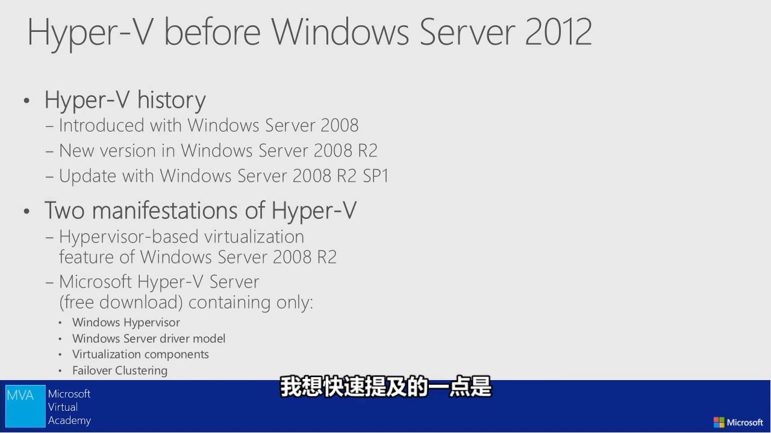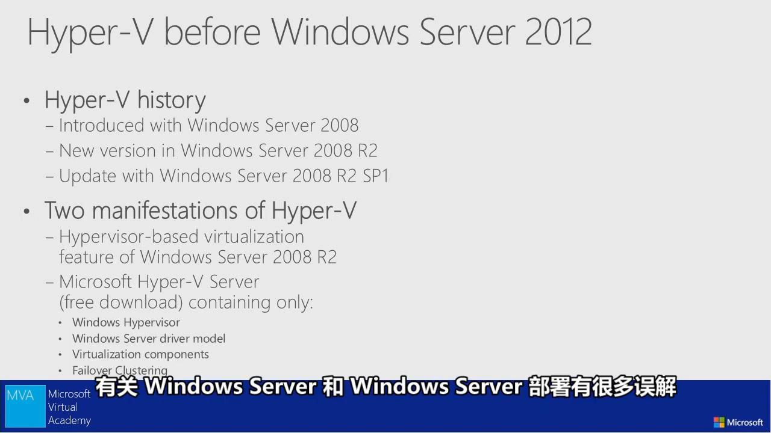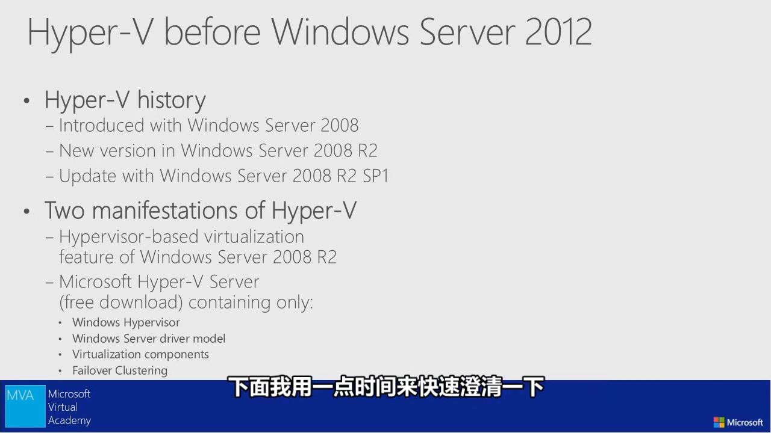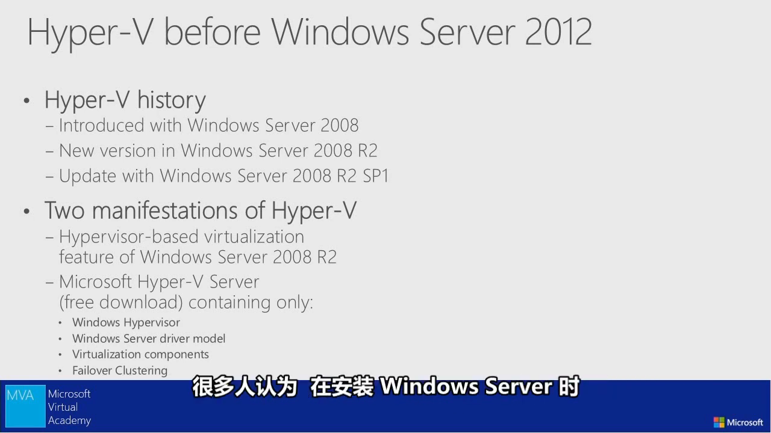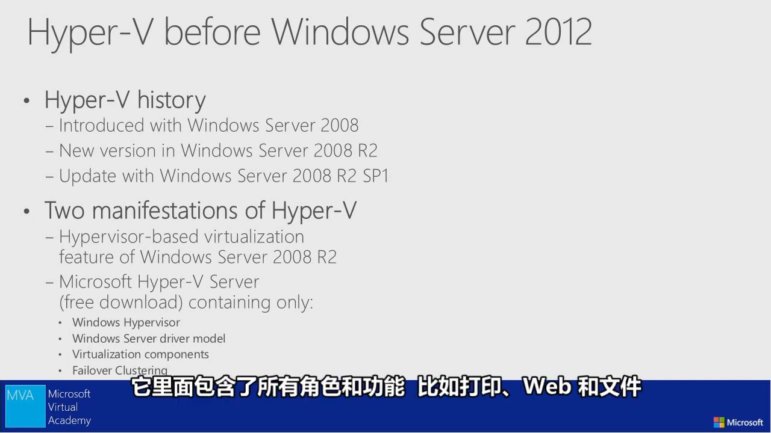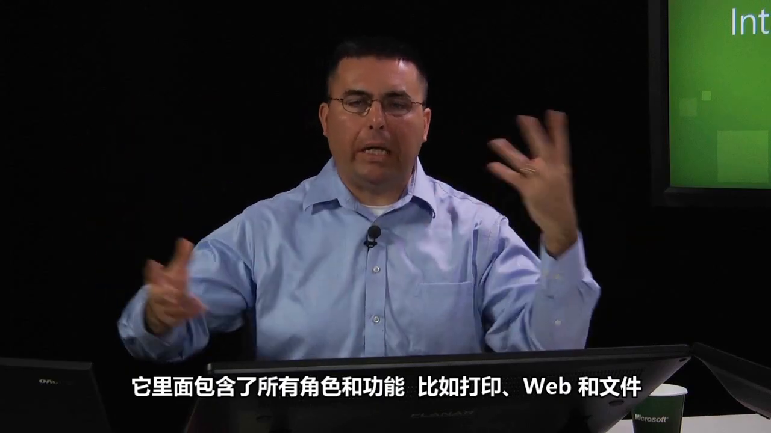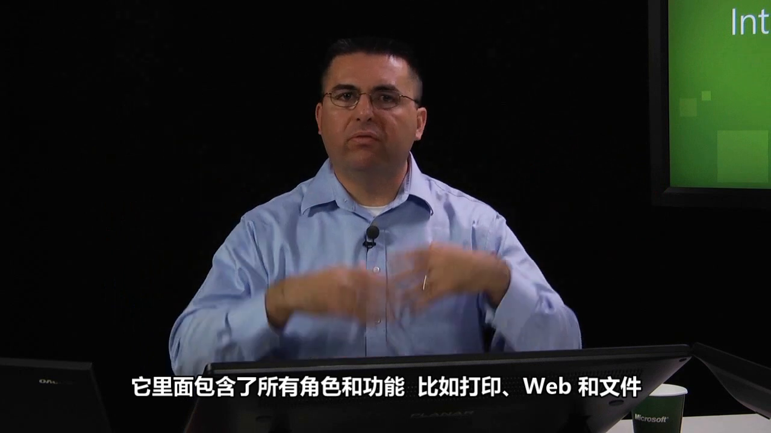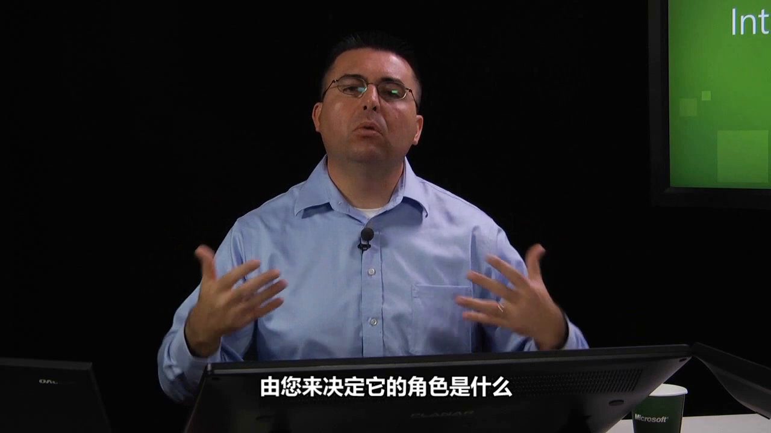And one of the things I wanted to quickly mention is there's a lot of misconceptions about Windows Server and what a deployment of Windows Server means. So let me quickly jump on this for just 1 second. A lot of people seem to think that when you install Windows Server, it's got all of these things that are running, roles and features like print and web and file. That's not the case. Okay, let me be very clear. Think of it this way. When you install Windows Server, it's a blank slate. You determine what's the role of this, and we'll actually walk through this shortly.